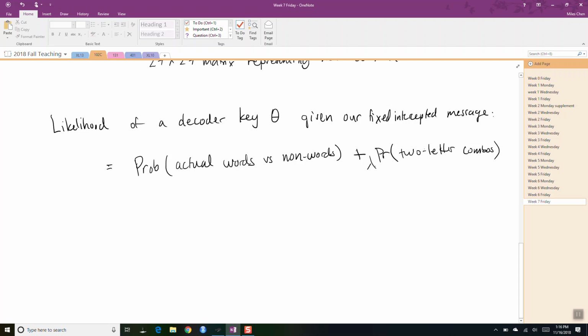And we're going to have some kind of mixing weight parameter, because the way we're measuring likelihood consists of these two components, and which one do we give priority to? Do we say the two-letter combos are more important, or that looking for actual words is more important? We can control that by using a weight parameter. If we want the two-letter combos to be more important, we make the weight parameter bigger than 1. If we want the actual words to be more important, you make the weight parameter smaller than 1. So we have these two different priorities for measuring how likely our data is, for some fixed decoder key.